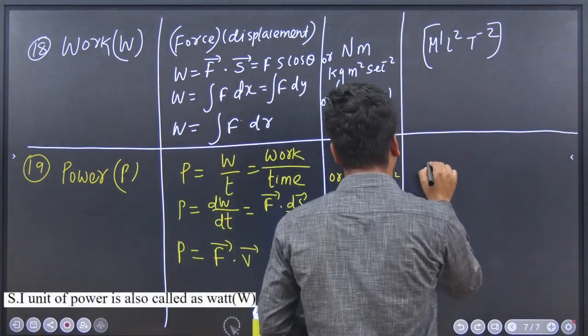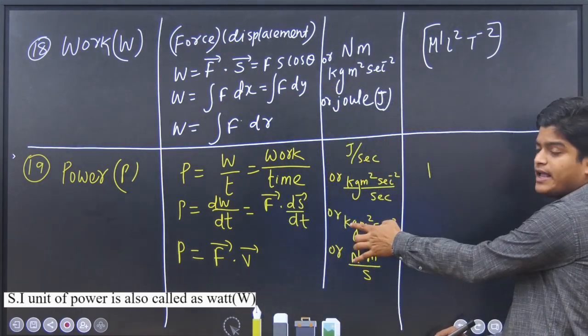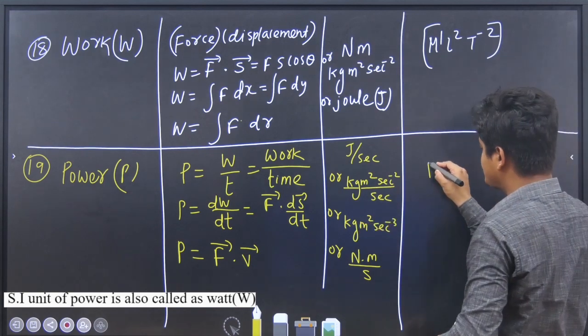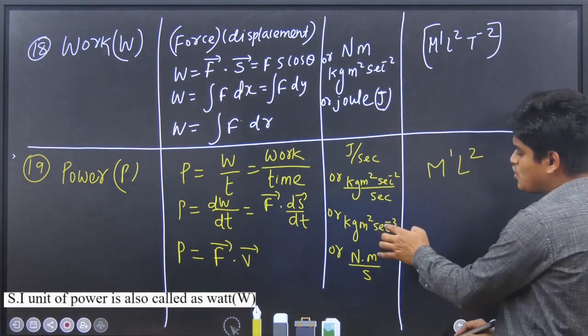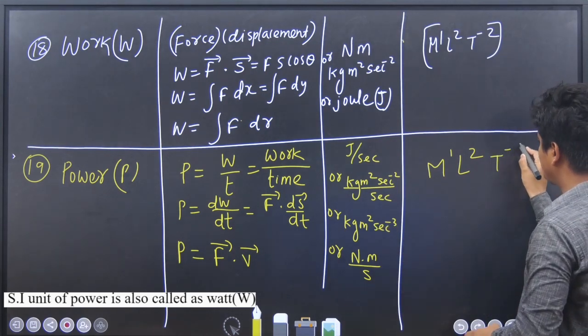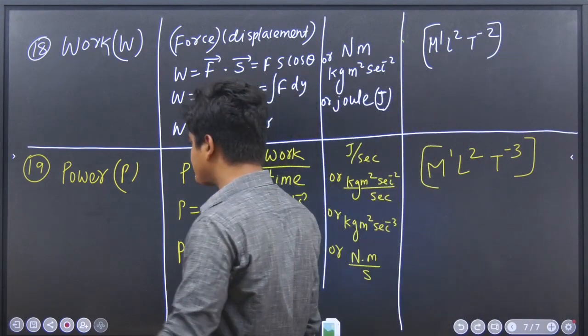Now here, if you want to write the dimension, this is the final expression. Here see, kg power how much? Mass power 1. Meter square means length power 2. Second to the power minus 3 means T to the power minus 3. Okay, this is the way you need to write, and this will be your power.